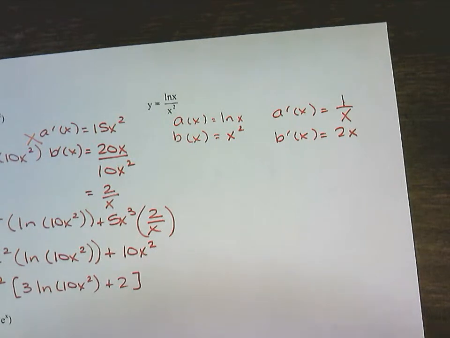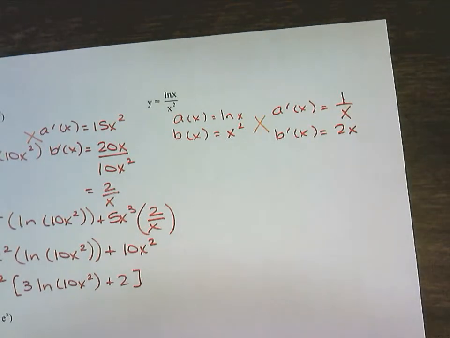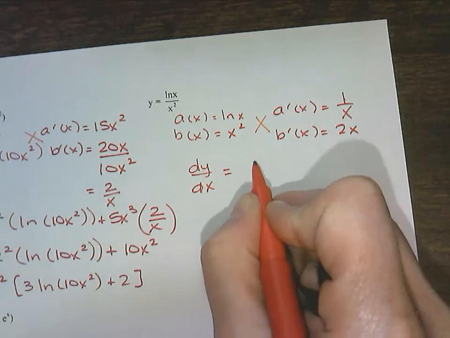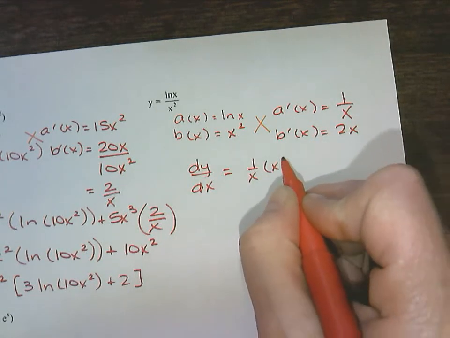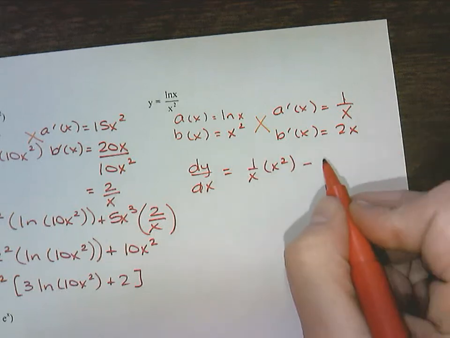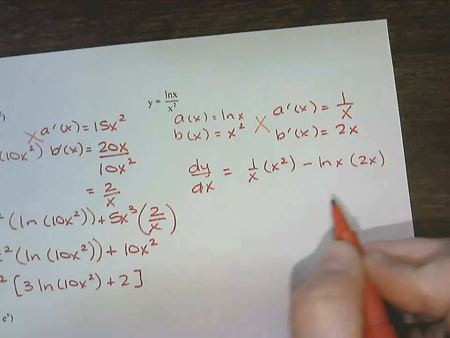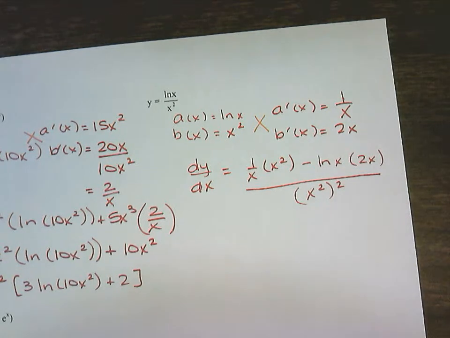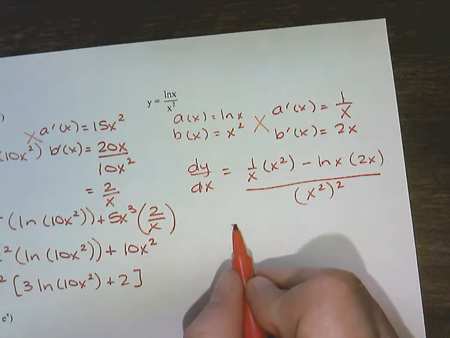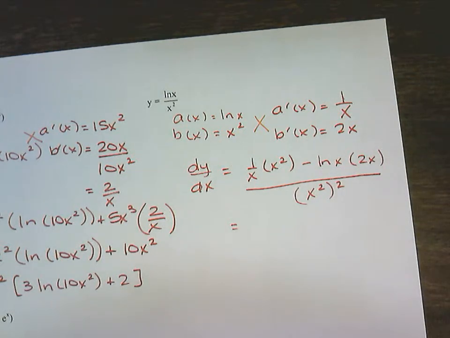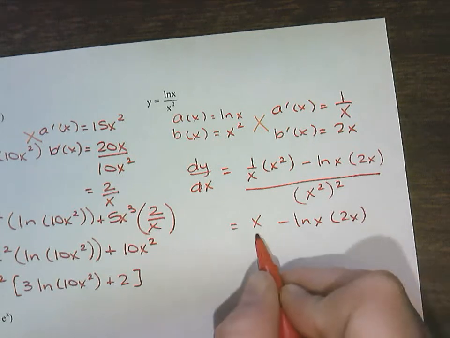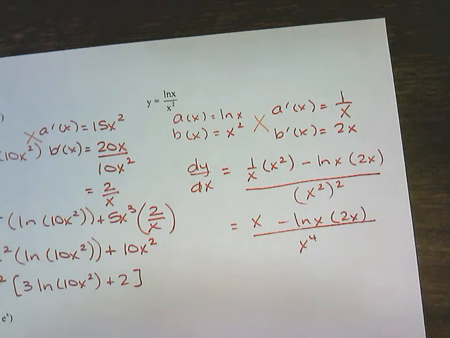So if we apply the quotient rule this time, don't forget we're going to subtract. So let's do dy by dx. So we have a prime b of x minus a of x b prime, all over x squared to the power of 2. Well, I'm going to simplify this out a little bit. So let's simplify this first part. That leaves me with x minus ln x times 2x, all over x to the power of 4.